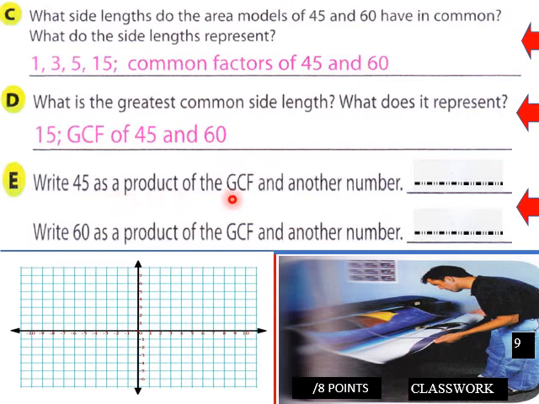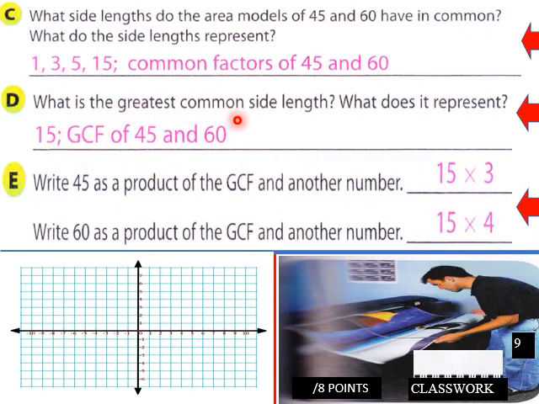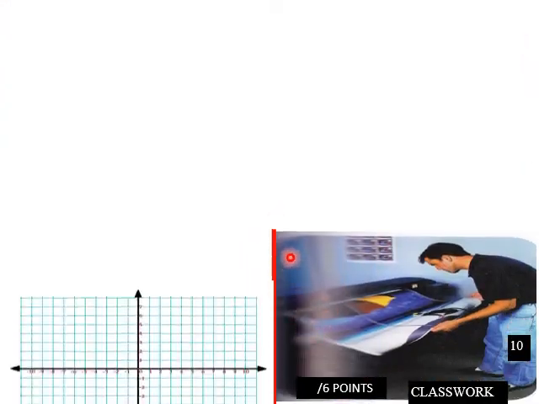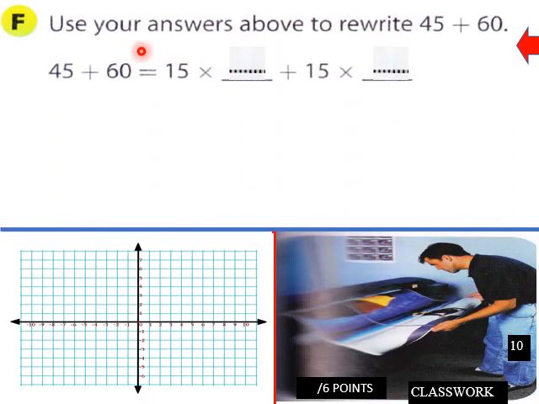And then write 45 as a product of the GCF and another number. So 15 goes into 45 3 times. And then 15 goes into 60 4 times. So there you go. There is your GCF and another number. And that is the GCF for 45 and 60.